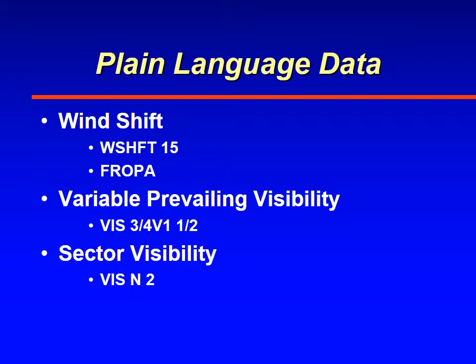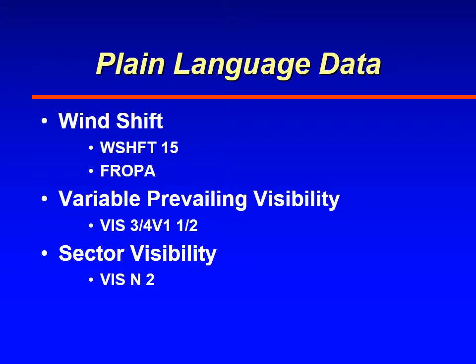Other things that you'll see in plain language remarks: variable prevailing visibility. This is if the visibility is going up and down during the observation time, and they'll give you the maximum and minimum visibility that was recorded. In this case, the visibility is 3/4 of a mile, but variable to 1 1/2. That's the prevailing visibility. In the main body of the METAR, you will see the prevailing visibility that can be used for legal purposes for flying.